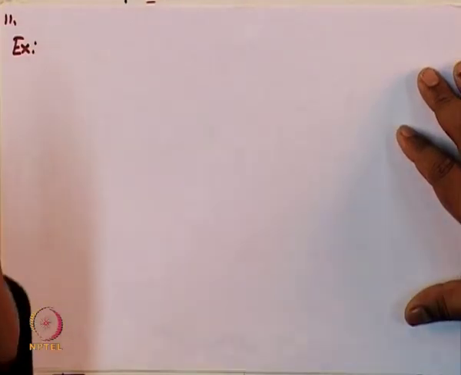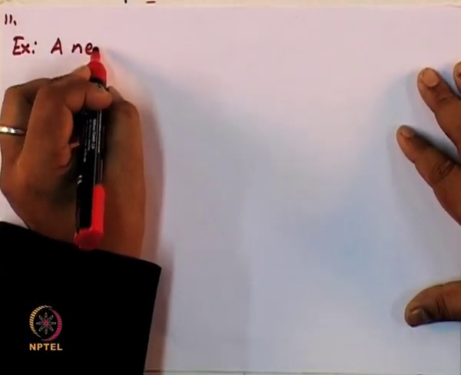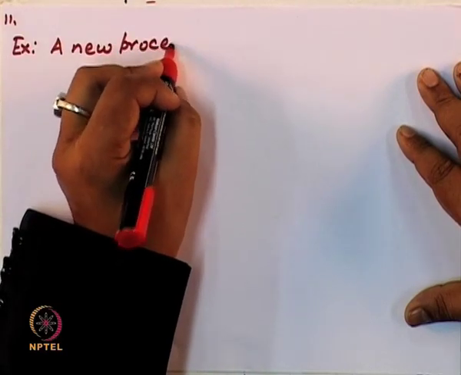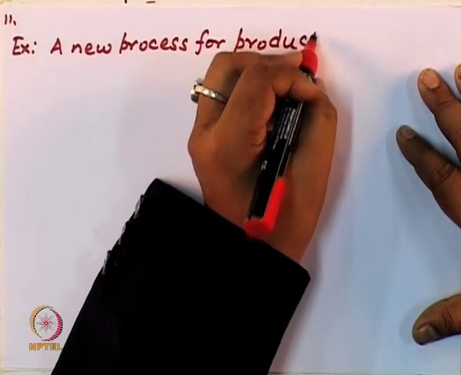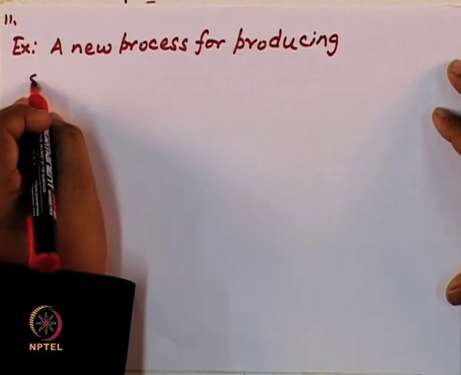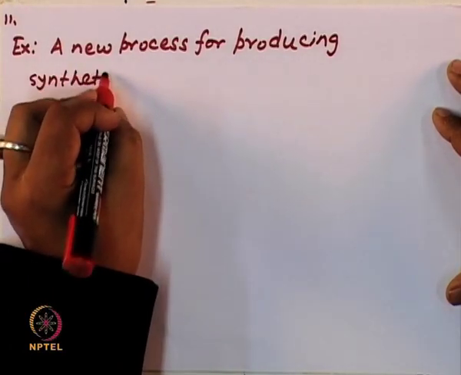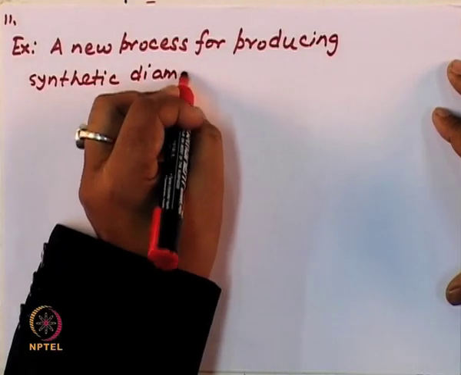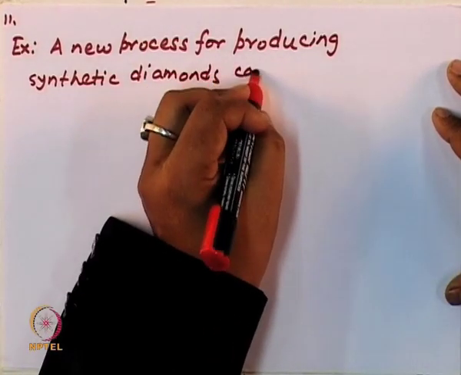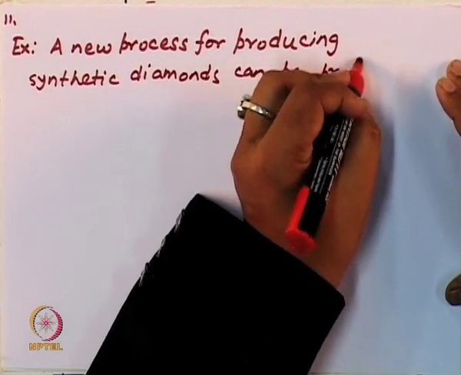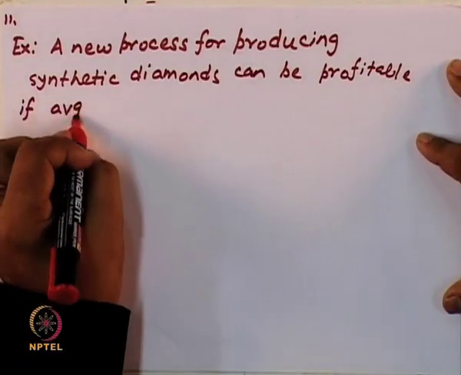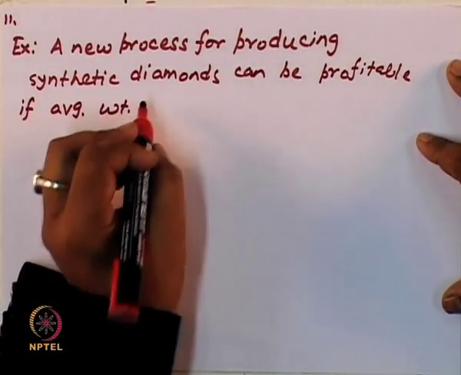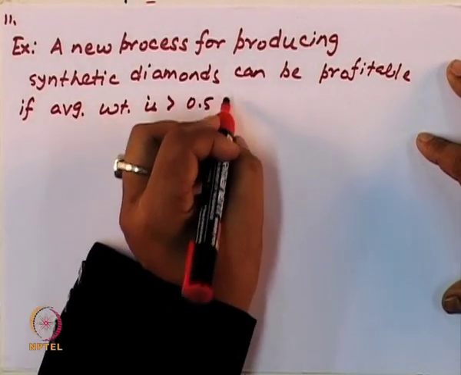Let us solve a sample example. A new process for producing synthetic diamonds can be profitable if the average weight is greater than 0.5 carat.